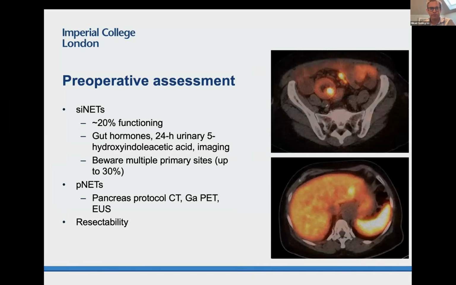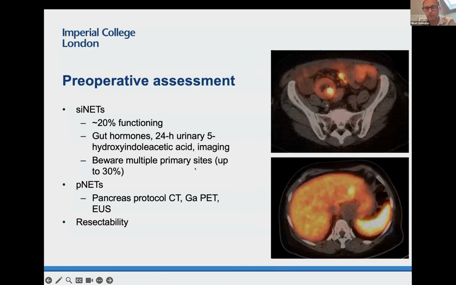So I'm going to start off with this. So preoperative assessment is, as with any surgical pathology, critical and very much so in neuroendocrine tumors. For small intestine neuroendocrine tumors, about 20% of them are functioning, and it's obviously very important to determine this during the preoperative assessment. Patients routinely have gut hormones, 24-hour urinary 5-HIAA, and also imaging.